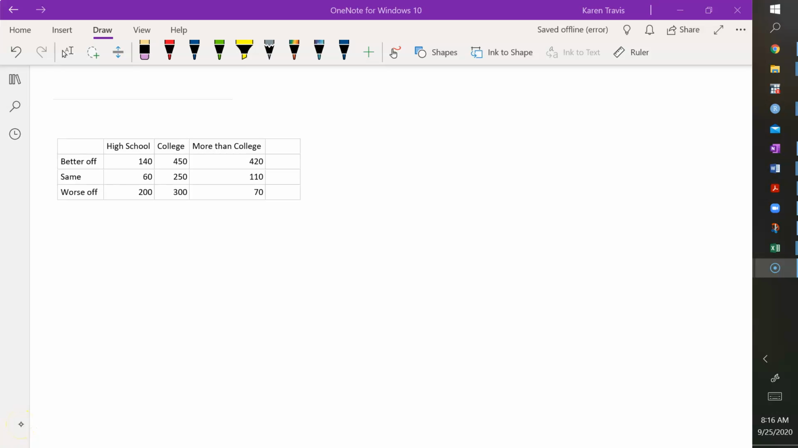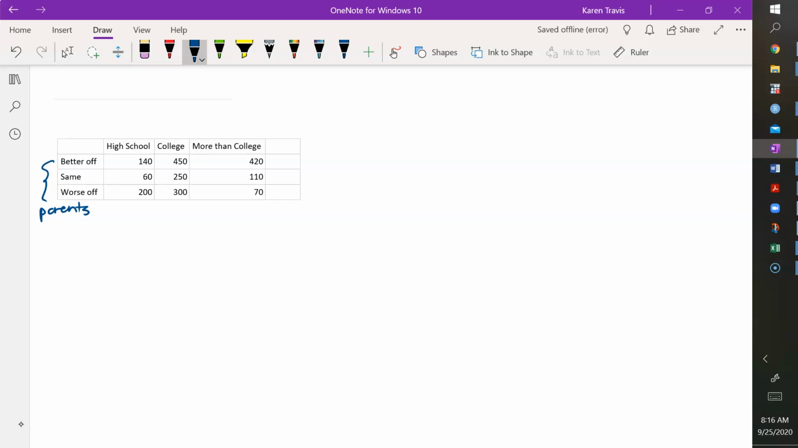Let's work on the idea called marginal probability and joint probability. So each of these are some frequencies for a bunch of students that they're answering whether they're better off, same, or worse off than their parents. And then they're also saying whether they completed high school, college, or more than college.